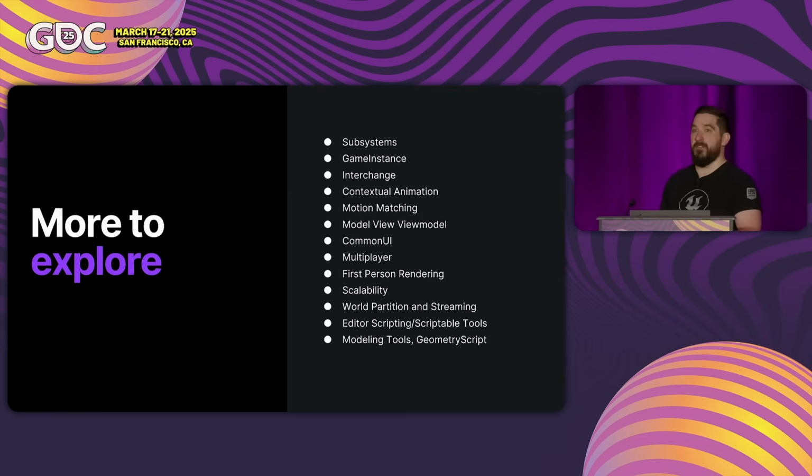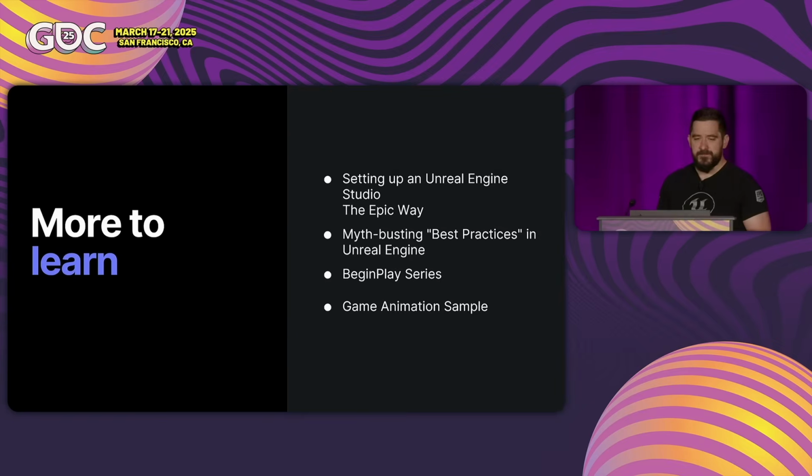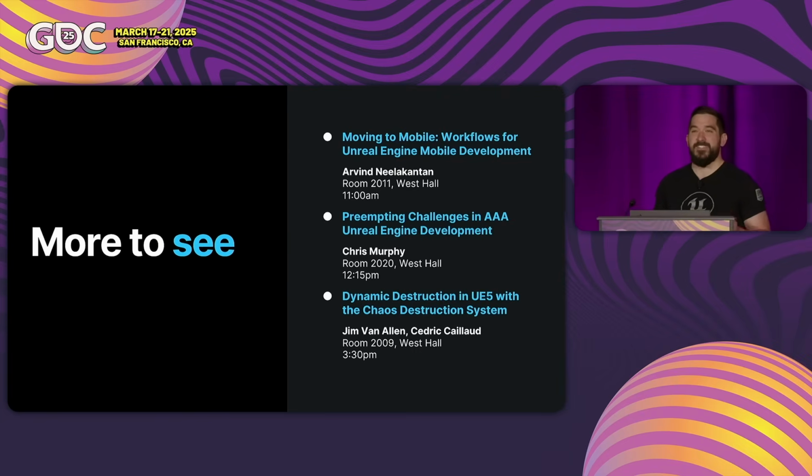We also didn't talk about the modeling tools. I could have made the models in the engine or used Geometry Script to procedurally make those models. It was wild. There is, of course, so much more to learn. My colleague Ari Arnbjørnsen did Setting Up an Unreal Engine Studio the Epic Way and Myth-Busting Best Practices in Unreal Engine. These are required reading. We also have a great series on the Epic developer community called Begin Play, which is meant for experienced developers who are coming to the engine for the first time to translate that layer. I also wanted to highlight the Game Animation Sample. It's great. And there is a lot more to see today.